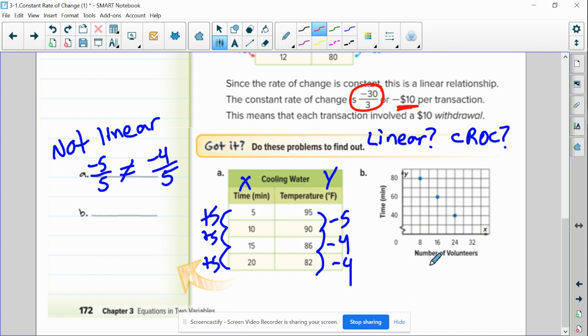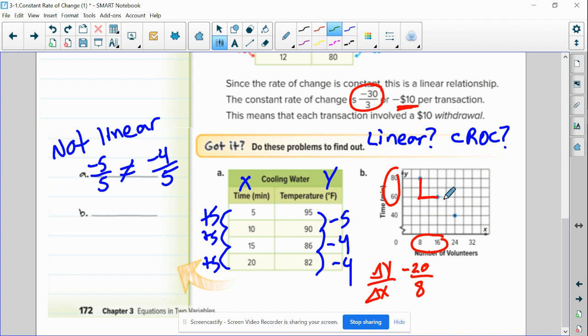Now let's look at our graph. With graphs you need to pay attention to your numbers. They play a key role in what your CROC would actually be. Remember it's always your change in y over your change in x. So I look, I dropped 2 lines, but those 2 lines represent a 20. So it's a negative 20. And then I run from 8 to 16. So that means that's actually an 8.